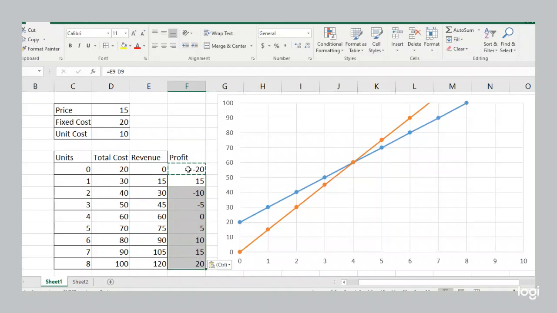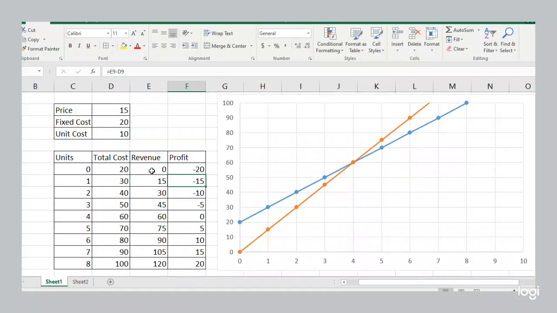So if we don't sell any, we're only paying our fixed cost, we're not bringing in any money, we've only spent that $20. Our profit is negative 20. If we sell 1, well, in total we spent 30, 20 of fixed cost plus another 10 unit cost, but we brought in 15. So our profit is negative 15, right? We spent 30, we brought in 15, we lost $15.